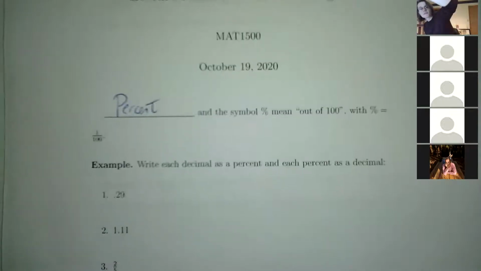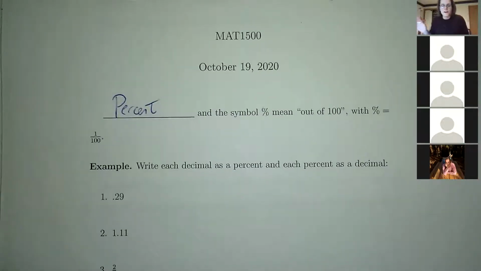Let me just try this autofocus here. So much better. Autofocus keeps going off.